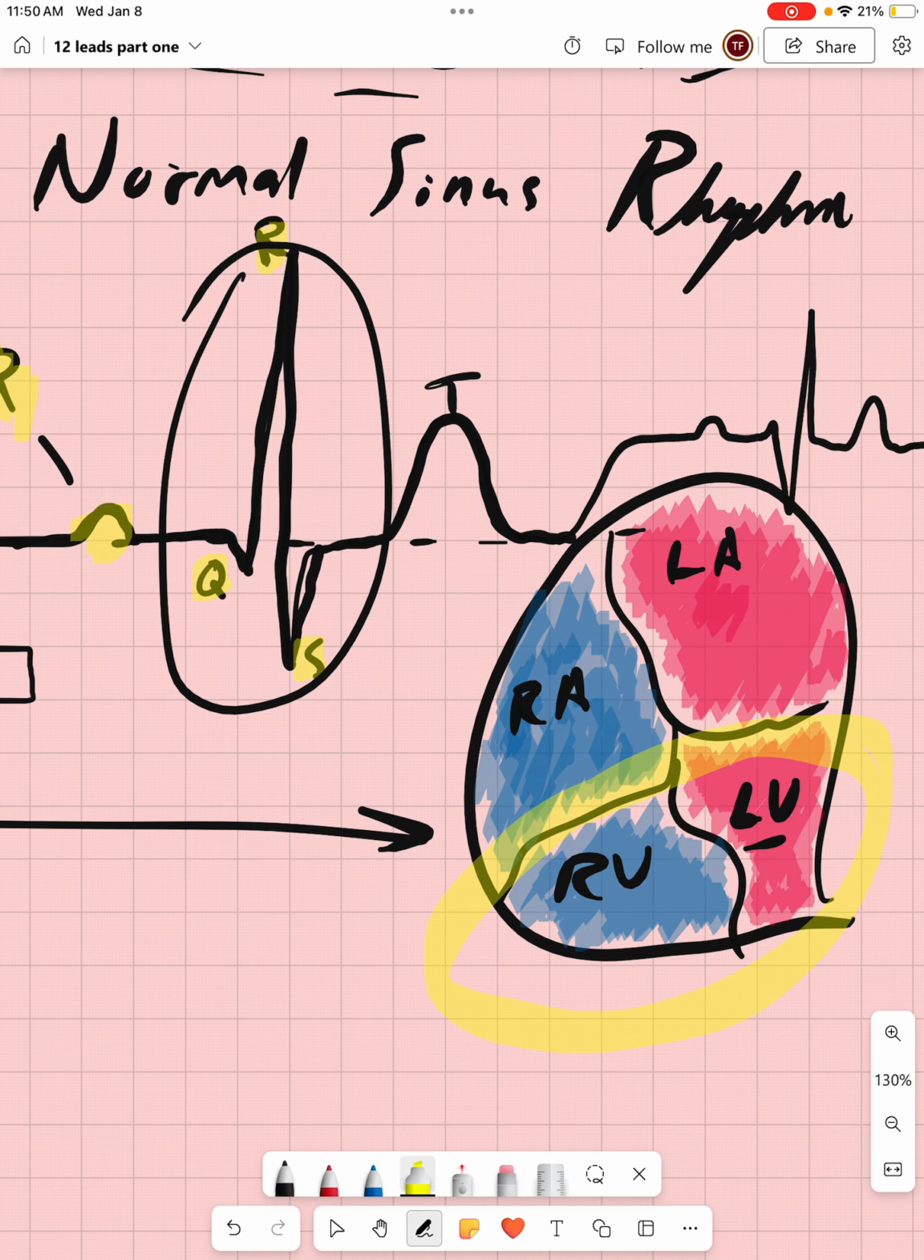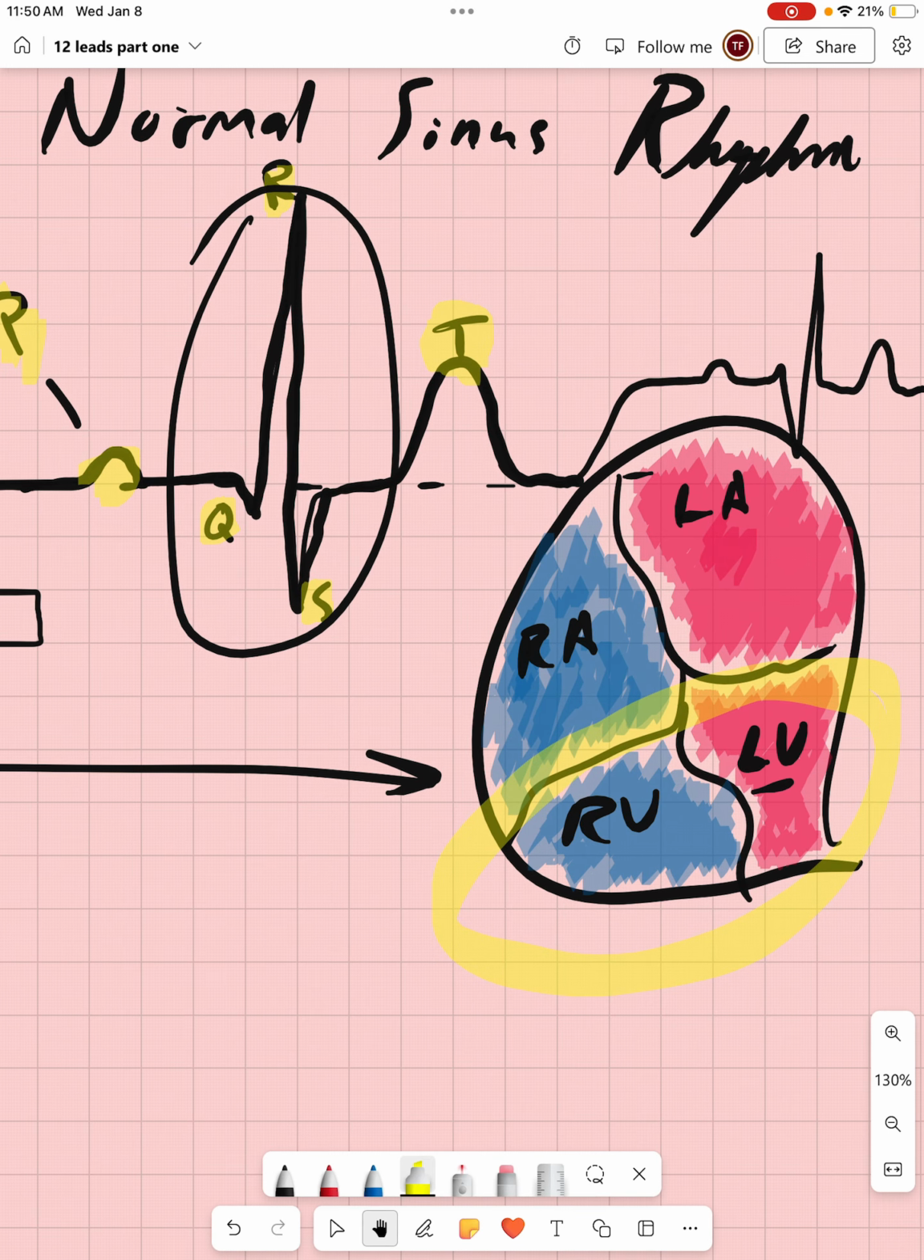T wave here. Moving on. What our T wave is representing is the repolarization of our ventricles.